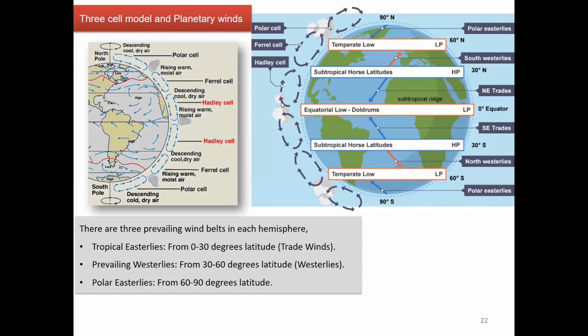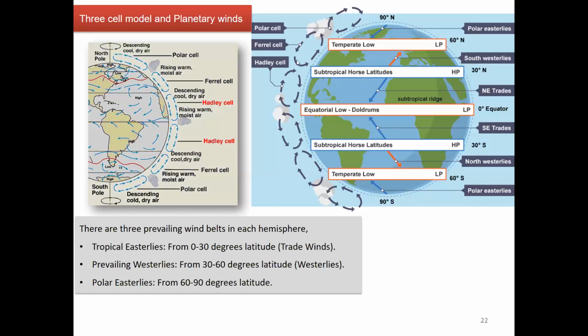Some part of this subsiding air will join this, since this is a comparatively higher pressure region than this region. So there is subsidence, but there is comparatively higher pressure, so wind will try to move from high pressure to low pressure region. So this cell gets completed. This is the Ferrel cell.